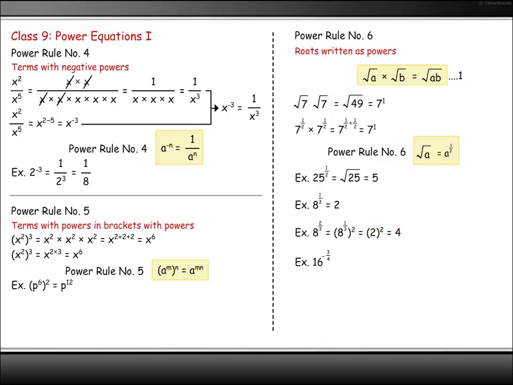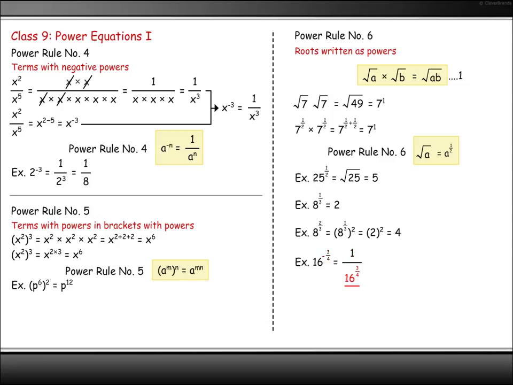Evaluate 16 to the power of -3/4. The first thing you should always do is change negative powers into positive powers. You do this by using power rule number 4, by moving the number down to get 1 over 16 to the power of 3/4.